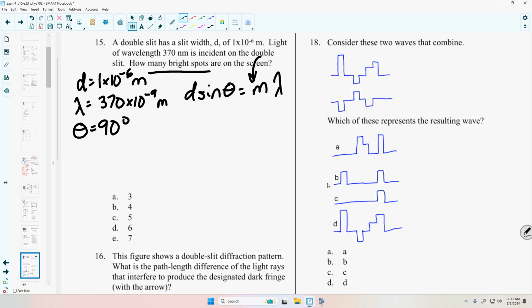I'm looking here for m. I'm trying to solve for m. The sine of 90 is equal to 1. So m is equal to d divided by lambda. And if I do d divided by lambda, I get 1 times 10 to the minus 6.